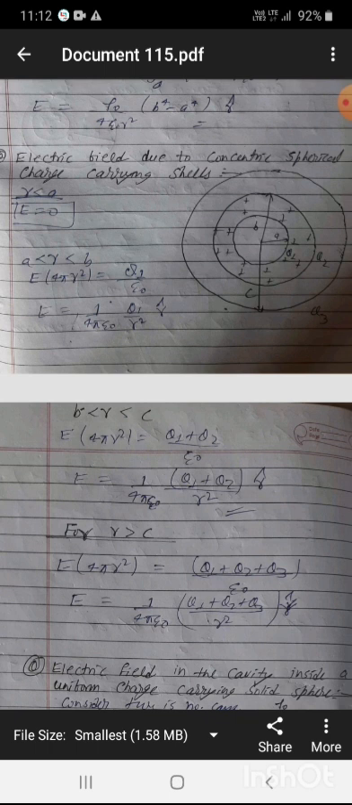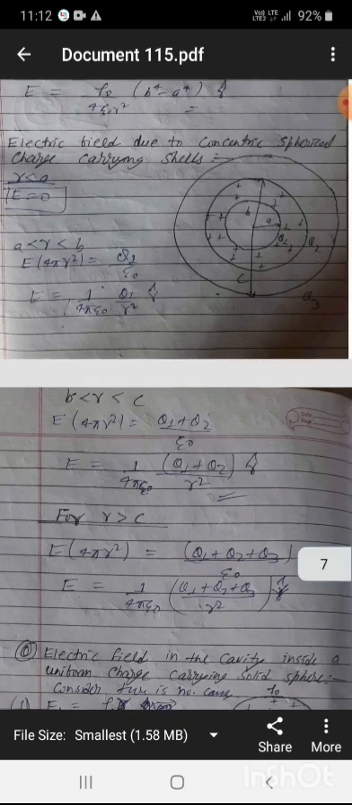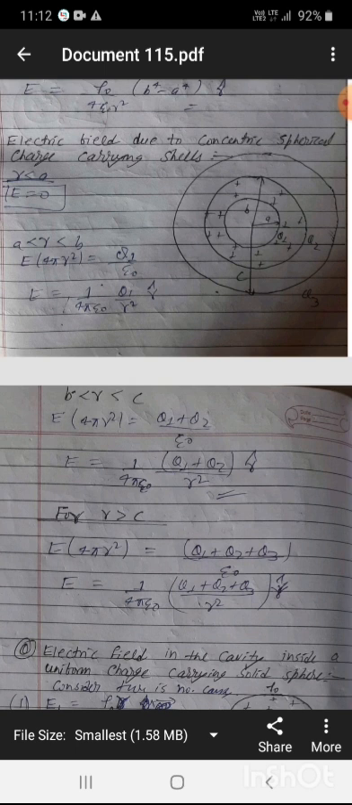Suppose there is a concentric spherical cell of different radii, such as innermost radius is a, then the radius is b, then the outermost radius is c. So let's find the electric field at any point inside the sphere of radius a. So we draw a Gaussian surface of radius r less than a. So electric field would be 0 because no charge is enclosed in that region.